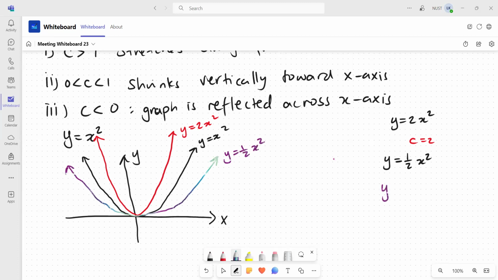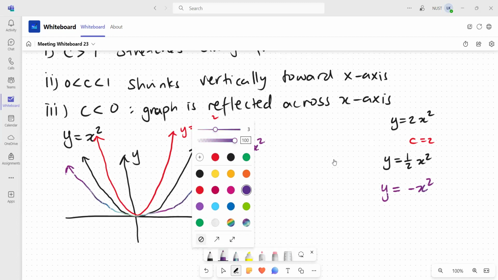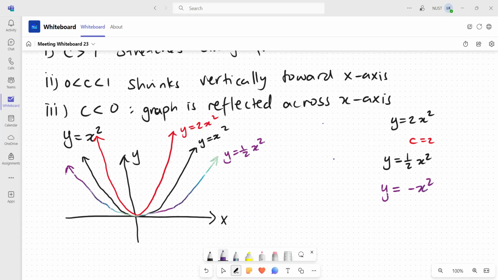And then if we have y is equal to minus x squared, because this is minus 1, it's negative, then it will be reflected in the x-axis. So it's a direct reflection of x squared. So like that. Like that. So this is the graph y is equal to minus x squared. And then if you had something like y is equal to minus a half x squared, first it's this one here, so it will be this one, and then it's reflected because of the minus.